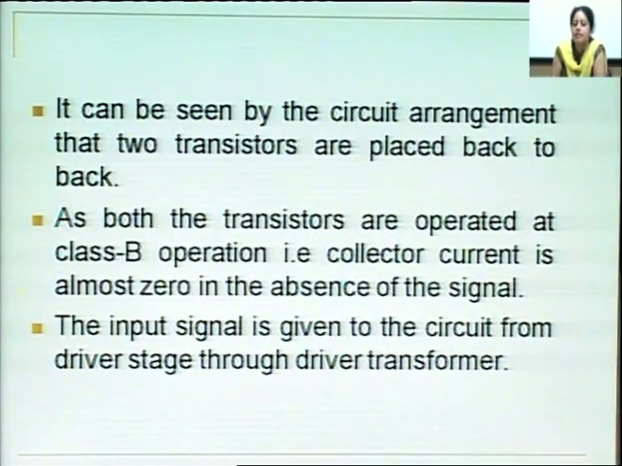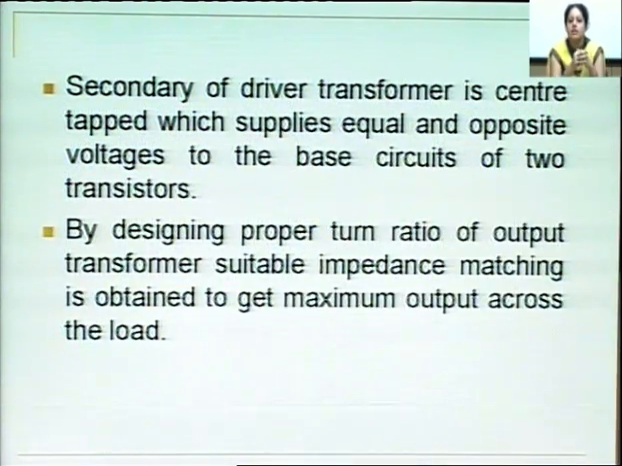The input signal is given to the circuit from the driver stage through the driver transformer. The secondary of the driver transformer is center tapped, that is, it supplies equal and opposite voltage to the base circuits of the two transistors, TR1 and TR2. By designing a proper turn ratio of the output transformer, suitable impedance matching is obtained. We considered impedance matching and turns ratio in the previous lecture on multi-stage amplifiers. Impedance matching is obtained to get maximum output across the load.